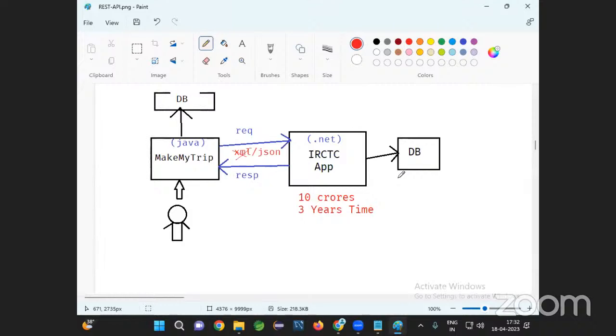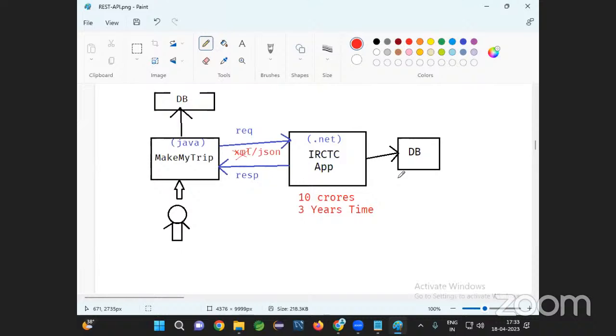99.9% of applications are communicating through JSON data. JSON is platform independent and language independent. Make My Trip will send a request with JSON data to IRCTC, and IRCTC will send the ticket data in the form of JSON to Make My Trip. One application sends the request, another application sends the response. As they are using JSON as a mediator, they are called interoperable applications. Distributed applications with interoperability.